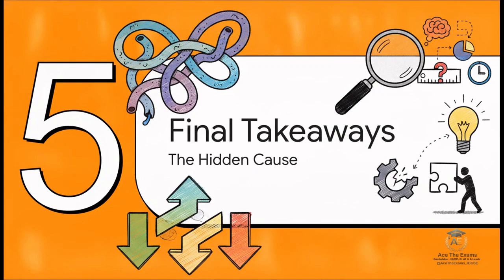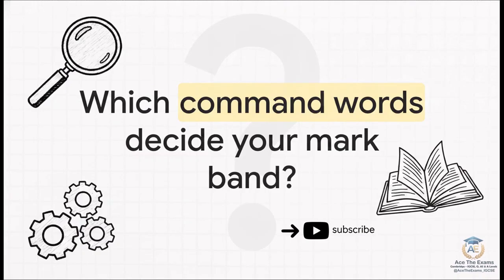Section 5. Final takeaways and the hidden cause. So, we've mapped out the structures, we've installed the method mark strategy, and we've checked our UTCs. But fixing these errors really only solves half the puzzle, which brings us to a massive, unresolved mystery. Which specific command words instantly decide your mark band in a 9700 exam? Because here's the reality. If you don't know the exact difference between explain, describe, and evaluate, examiners literally cannot legally award you top marks no matter how good your science is. The true hidden cause of lost grades lies in decoding these command words.